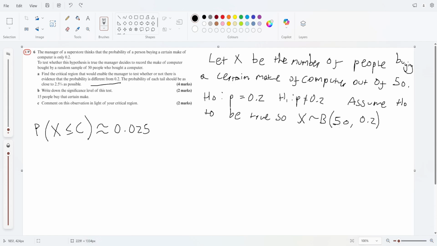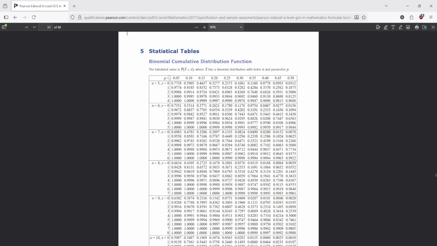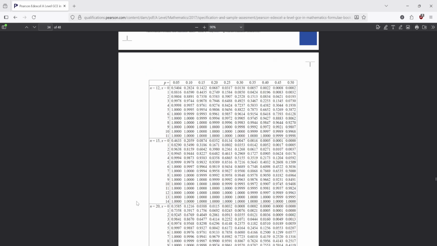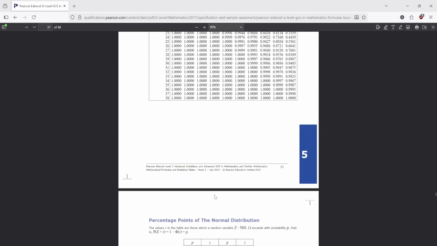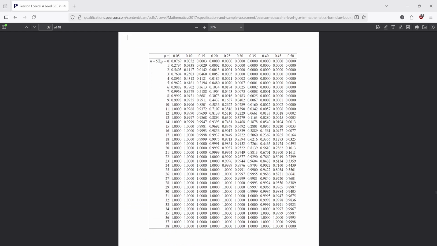So make sure you keep track of the 50 and 0.2 here, and it has to be as close as possible to 0.025. So if I go to the formula book, let me just find n is equal to 50, should be here, and our probability is 0.2. So if we look down here, we need to find the probability that's closest possible to 0.025.